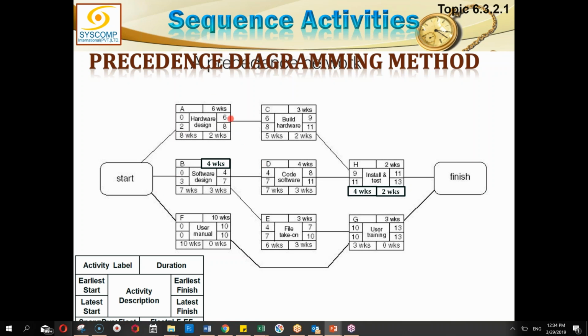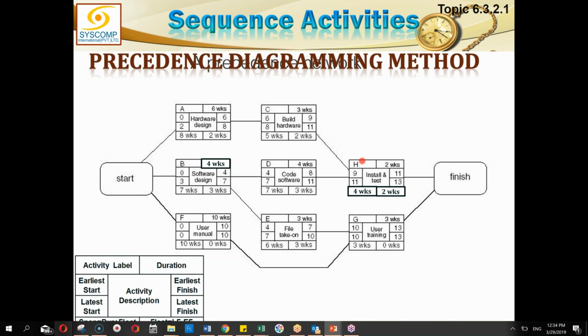So once I have the earliest finish of A, I can transfer it as the earliest start of C, because the next activity is C and the relationship is finish to start. So 6 and 3 weeks, C will take 6 plus 3, 9. On D, if we want to calculate, I have got 4 coming from B. So 4 plus 4, 8.